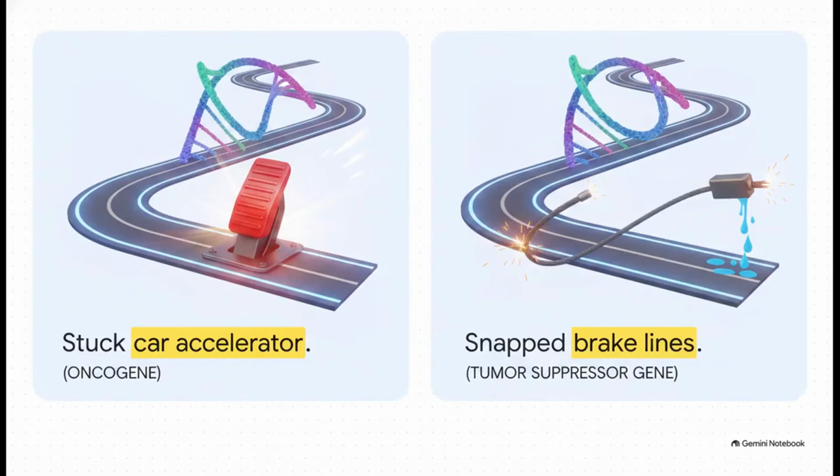To really understand why this happens, we need to look at the genes driving the cell cycle. I absolutely love this car analogy because it hits the nail right on the head. Proto-oncogenes are the genes that tell the cell to divide. When they mutate into oncogenes, it's exactly like a stuck car accelerator. The cell is just speeding totally out of control. Tumor suppressor genes, on the other hand, are meant to stop division. When they fail, it's like having snapped brake lines. So a stuck accelerator with no brakes, that's exactly how cancer develops.